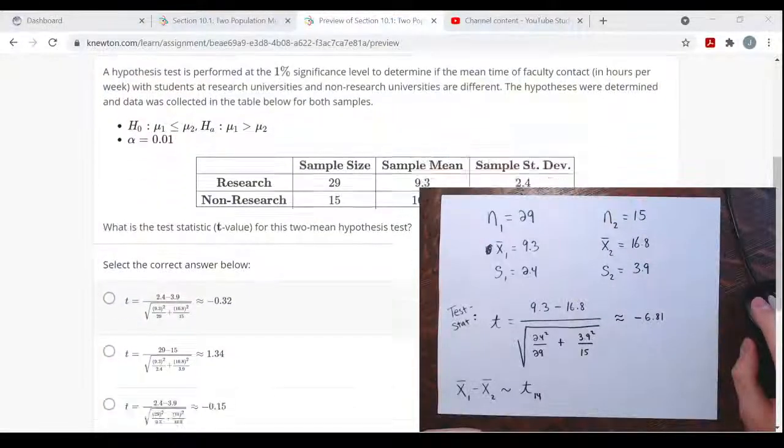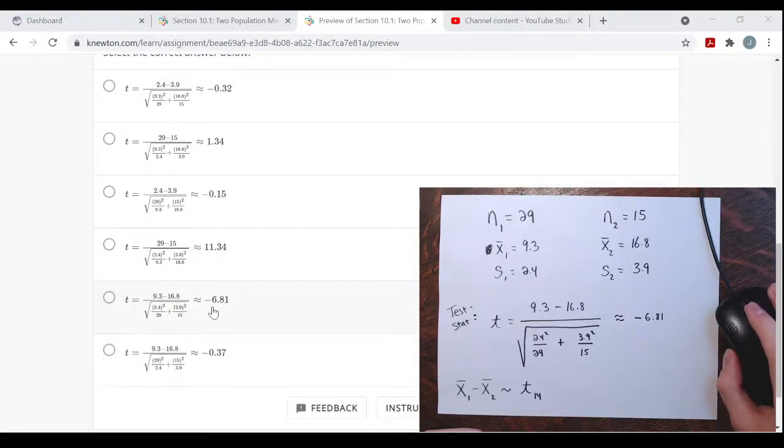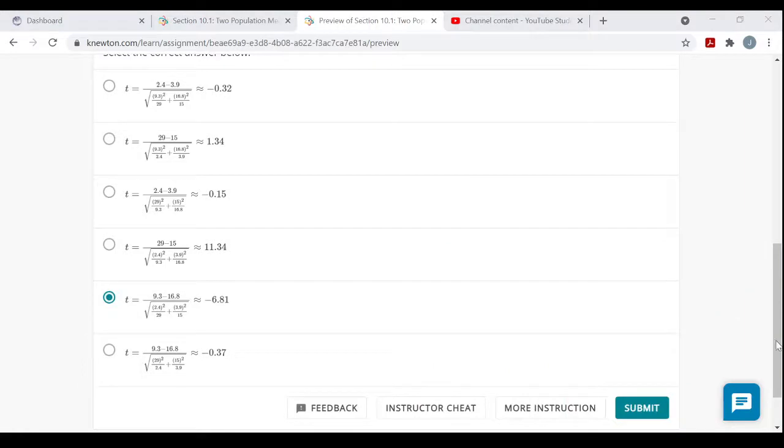All right, so going back here, the negative 6.81 calculation that came up. Let's submit that, and that's all we're asked to find.